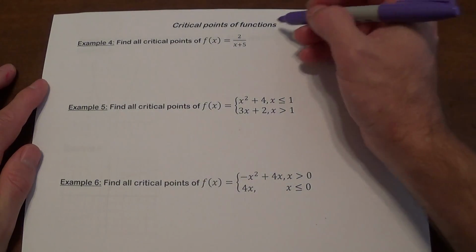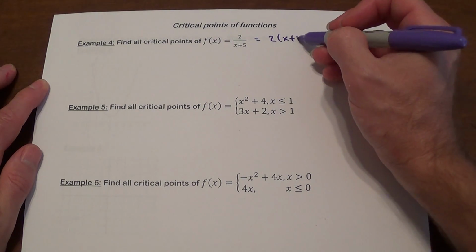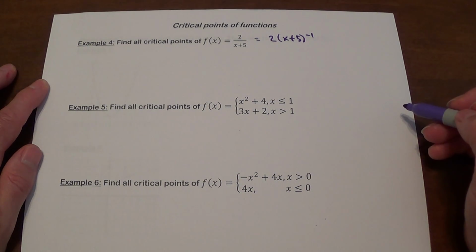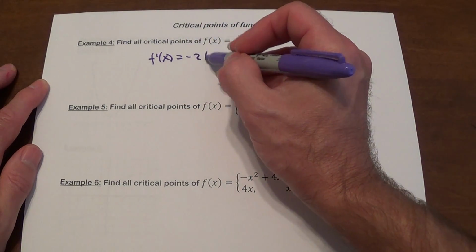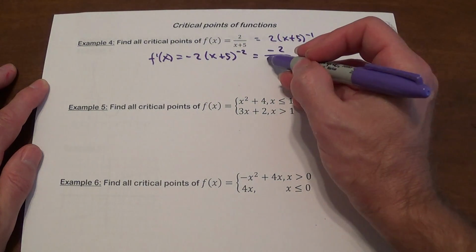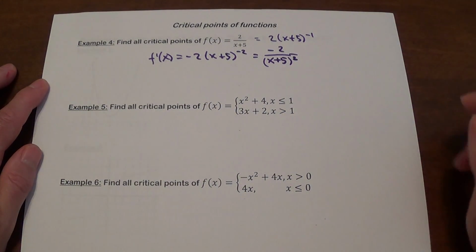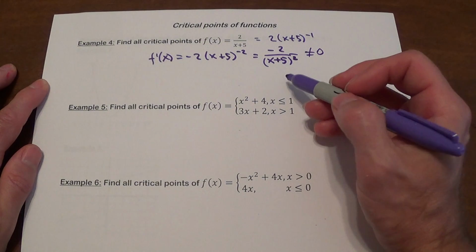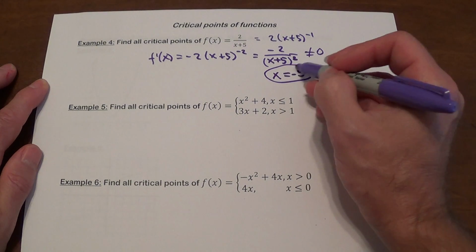This example 4. So we need to take the derivative here. So I would probably rewrite that as 2 times x plus 5 to the power of -1 before you differentiate that to make it easier. This way you don't have to mess with the quotient rule. So f prime of x is going to be -2 times x plus 5 to the power of -2, which is -2 divided by x plus 5 to the power 2. And this will never equal 0. So you don't have this point, but this derivative does not exist when x equals -5, so that makes -5 a critical point.